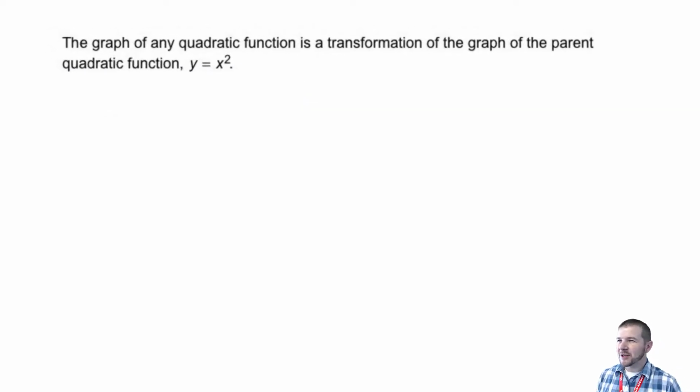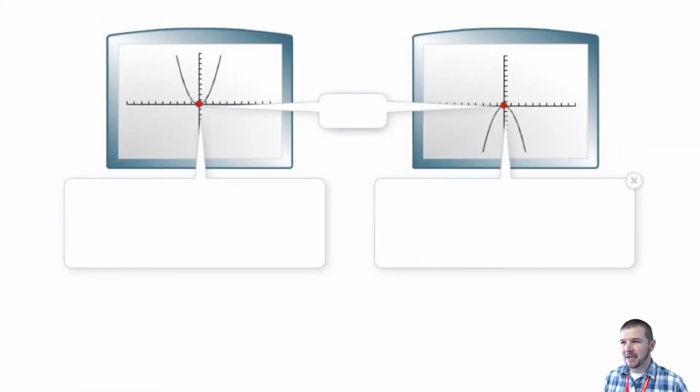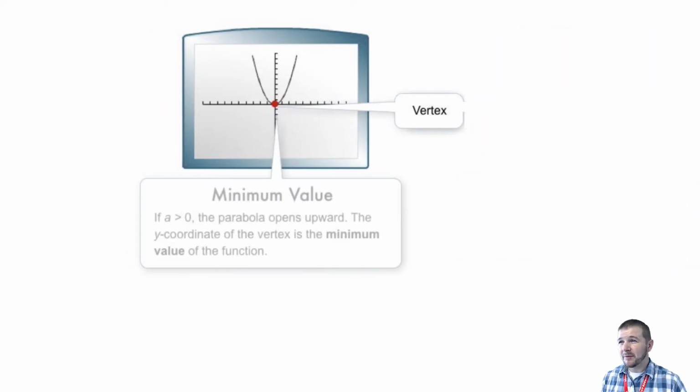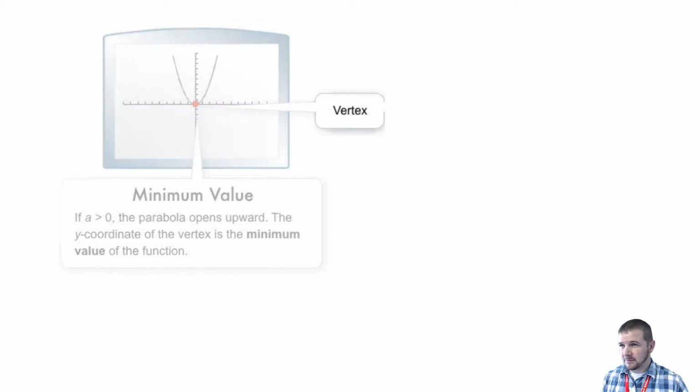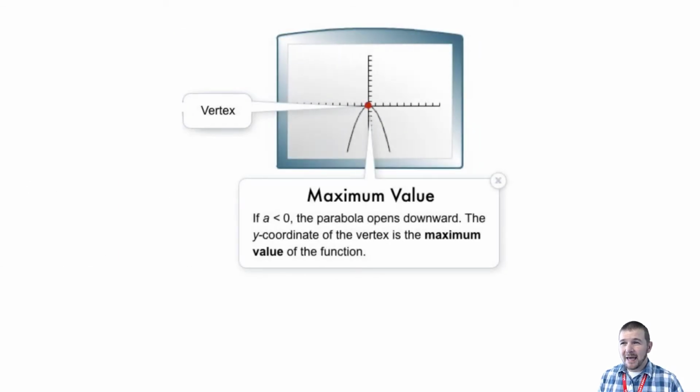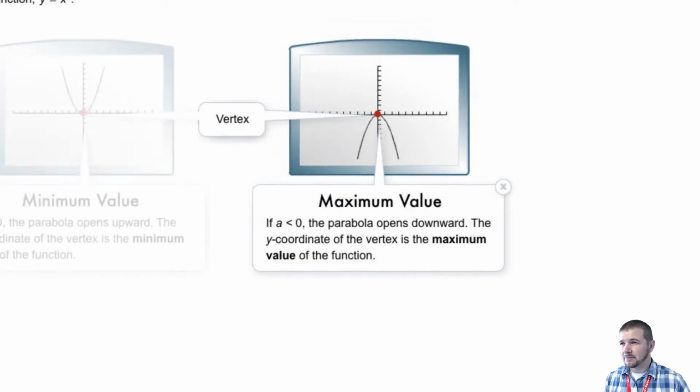The graph of any quadratic function is a transformation of the graph of the parent quadratic function y equals x squared. We can see that in these two screenshots. Note the vertex in both parabolas is at the origin, shown here in red. And as we look at the left, the minimum value, well, if a is greater than 0, the parabola opens upward. The y-coordinate of the vertex is the minimum value of the function. On the right, the maximum value. If a is less than 0, the parabola opens downward. The y-coordinate of the vertex is the maximum value of the function.